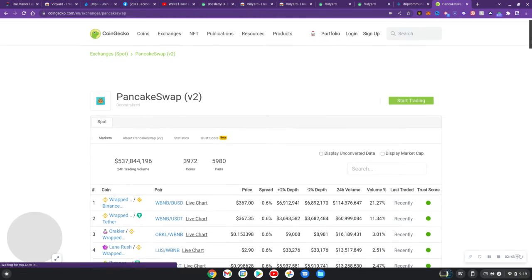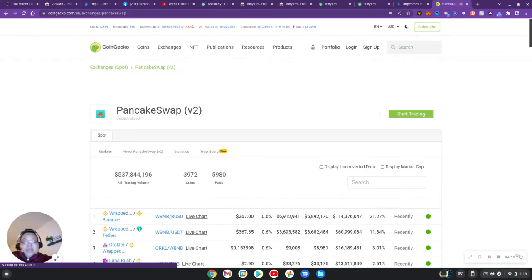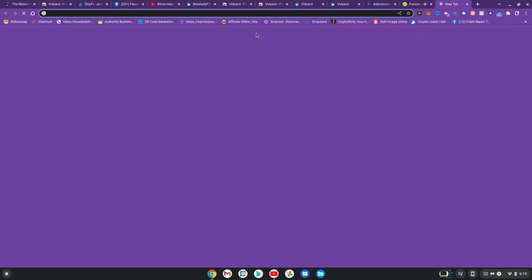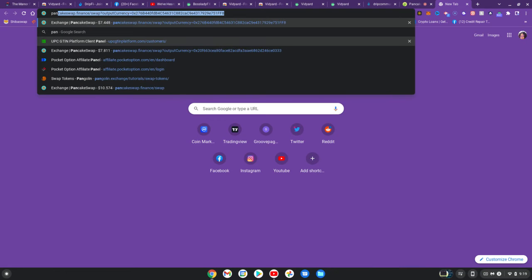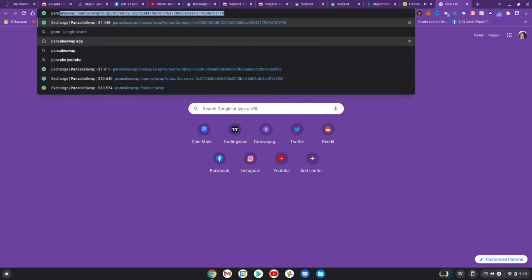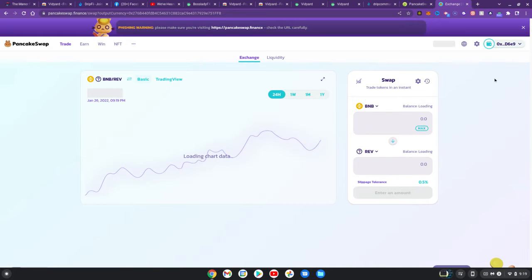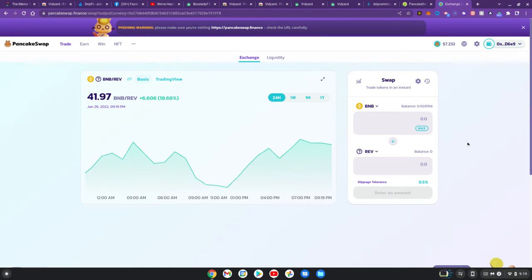That button didn't take you over to PancakeSwap. I thought it would pull up PancakeSwap, but never mind that. We just go to PancakeSwap. Just type in pancakeswap.finance, and that's PancakeSwap. You connect your wallet, which is connected, and you can actually buy from here.